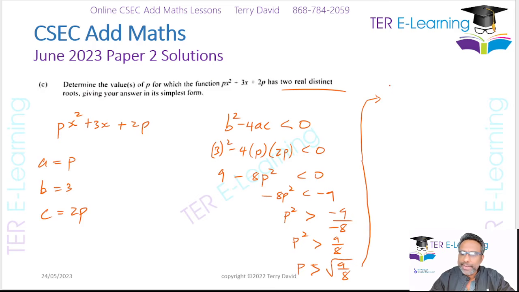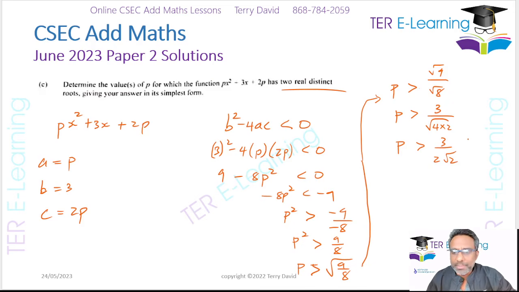So in this case, I will write this as root 9 over root 8. Root 9 can be written as 3, and root 8 can be written as 2 root 2. So therefore, p is greater than 3 over 2 root 2. This is what I'll say as my answer here in order for us to have two real and distinct roots, assuming this is a plus here. I can't tell if it's a plus, but it looks like a plus to me.